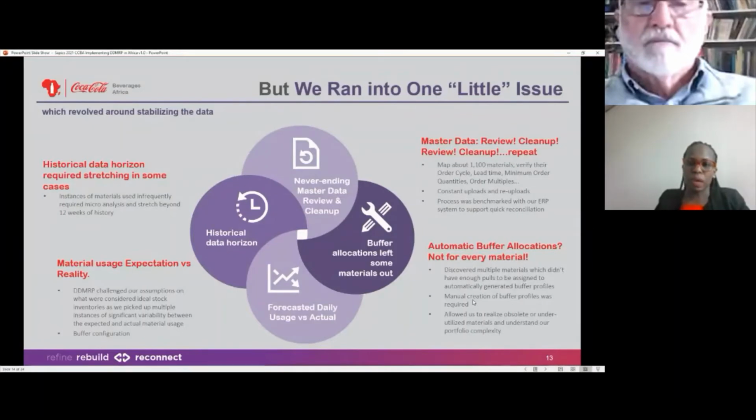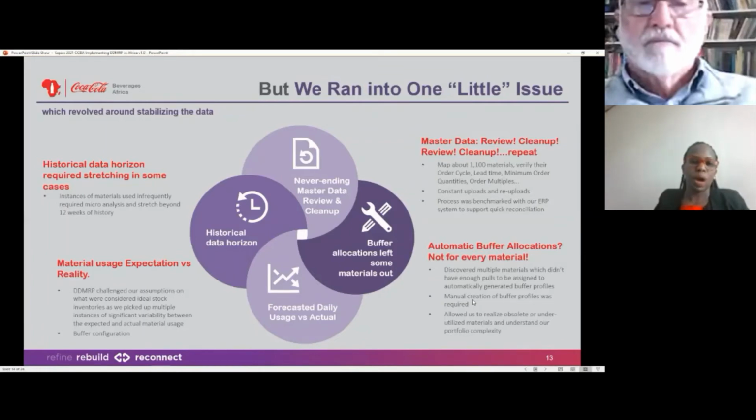Then, of course, the data review and cleanup is a consistent repeat, because the supply chain is so rapid and there is a lot of variability. We realized that this has to be a consistent and constant process to ensure that the master data is accurate, to give us the right information and the right order recommendations that are required to pull through.